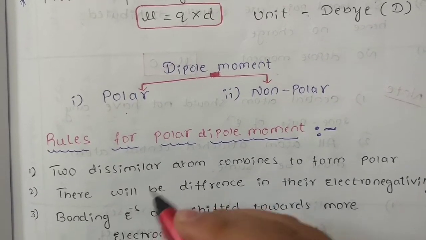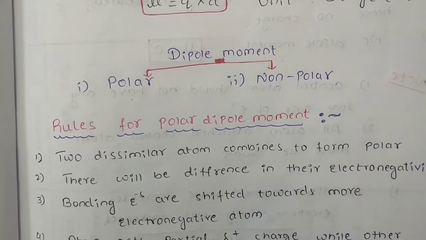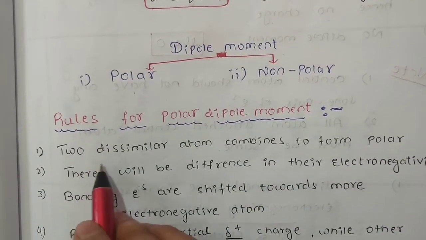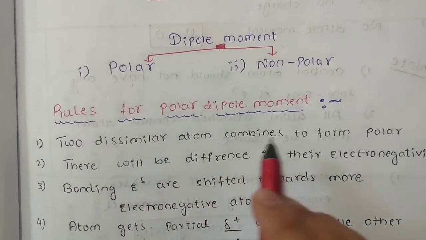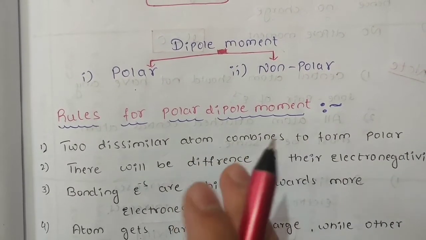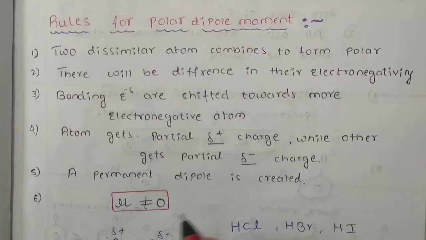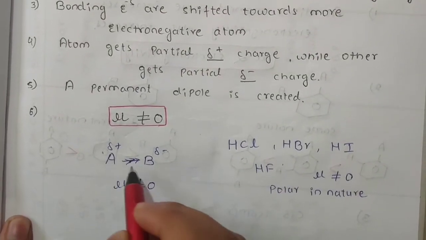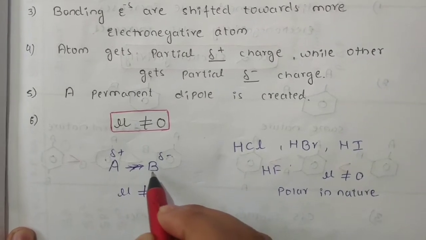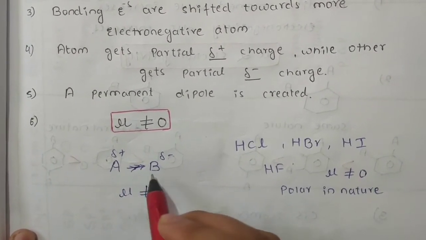First, the polar dipole moment. Let's start one by one. The rule: when two dissimilar atoms combine to form a polar bond, it means the atoms are not similar. Then there will be a difference in their electronegativity. The general example is AB, where B is a more electronegative element than A. So this is the difference in electronegativity.